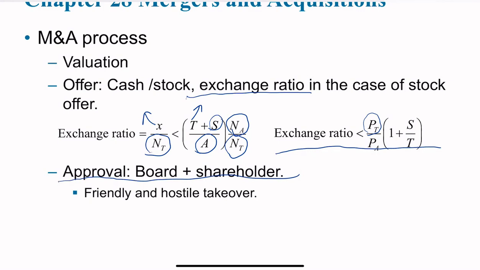And then after making offers, we will have this approval process. If the acquiring firm wants to acquire the target firm, then it needs to be approved by both the board and the shareholders. And depending on whether the board and management of the target firm want this acquisition, we could have a friendly takeover or a hostile takeover. If the board and the management are happy with this acquisition, then this is a friendly takeover. If they're unhappy, if they resist the acquisition, then this is a hostile takeover.